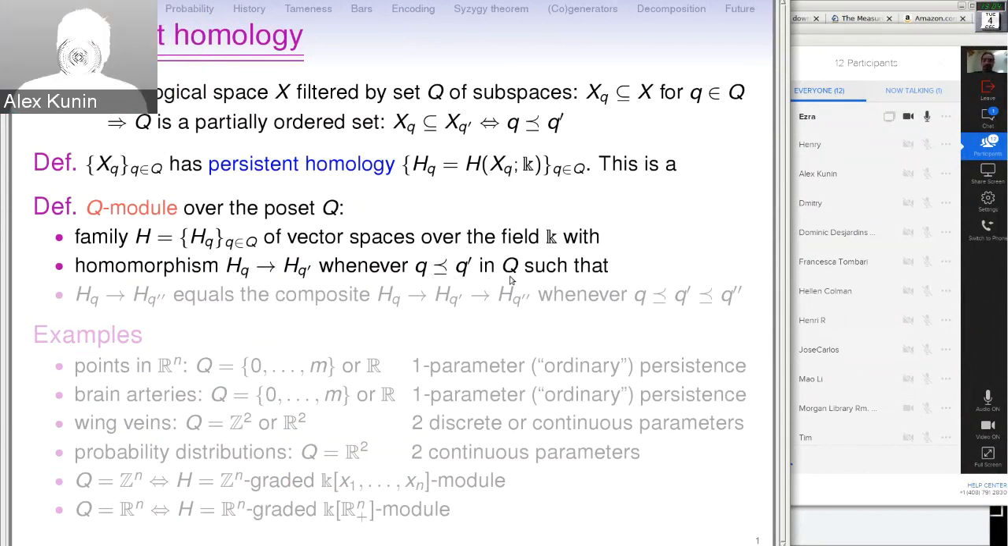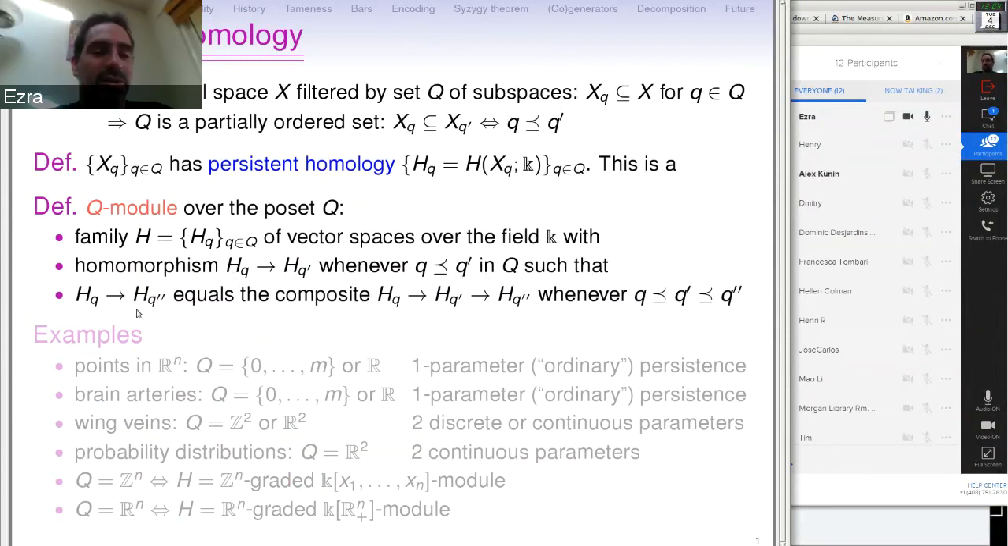And we want one extra condition, basically a commutative condition, or a transitivity condition, if you like. It says that the map from H_q to H_q double prime, you can go through any q prime in the middle, and it doesn't matter which one. The map from H_q to H_q double prime comes from the inclusion of X_q into X_q double prime. It doesn't matter if you include X_q into X_q prime first, and then X_q prime into X_q double prime. The map on homology is functorial, so it doesn't matter. This observation means that we're really doing commutative algebra rather than just arbitrary representations of quivers.